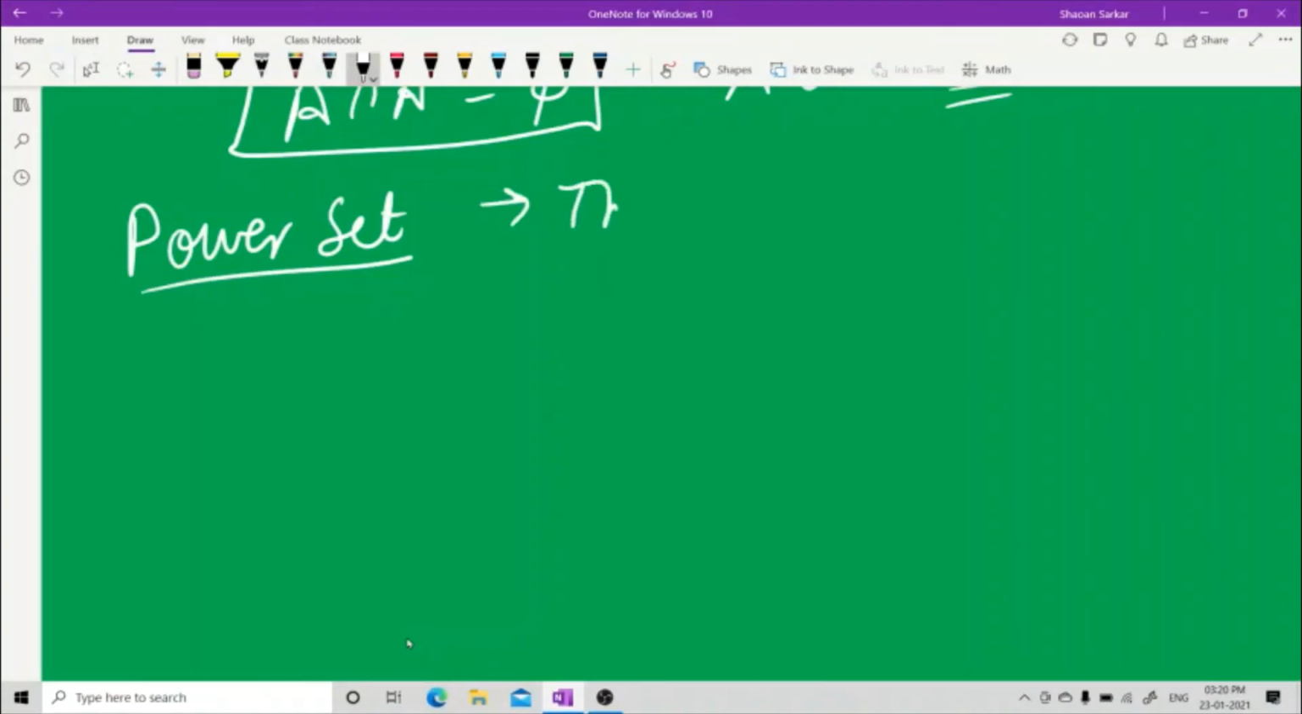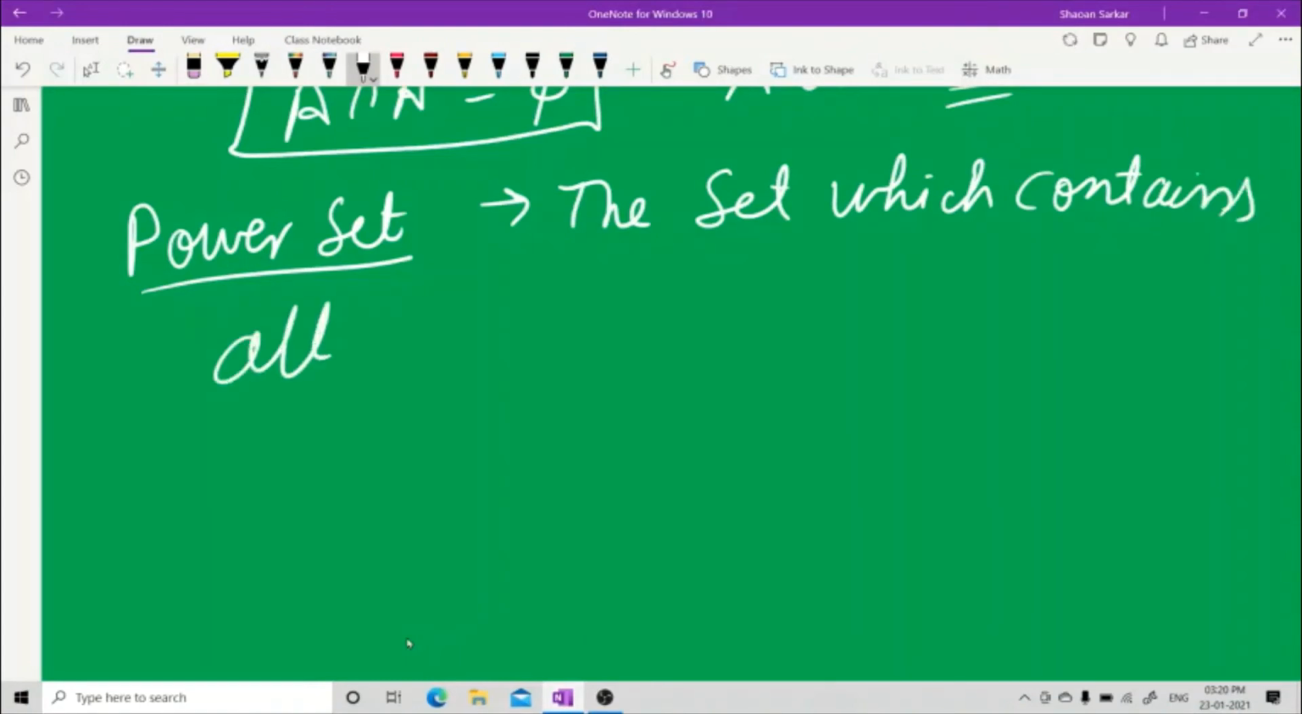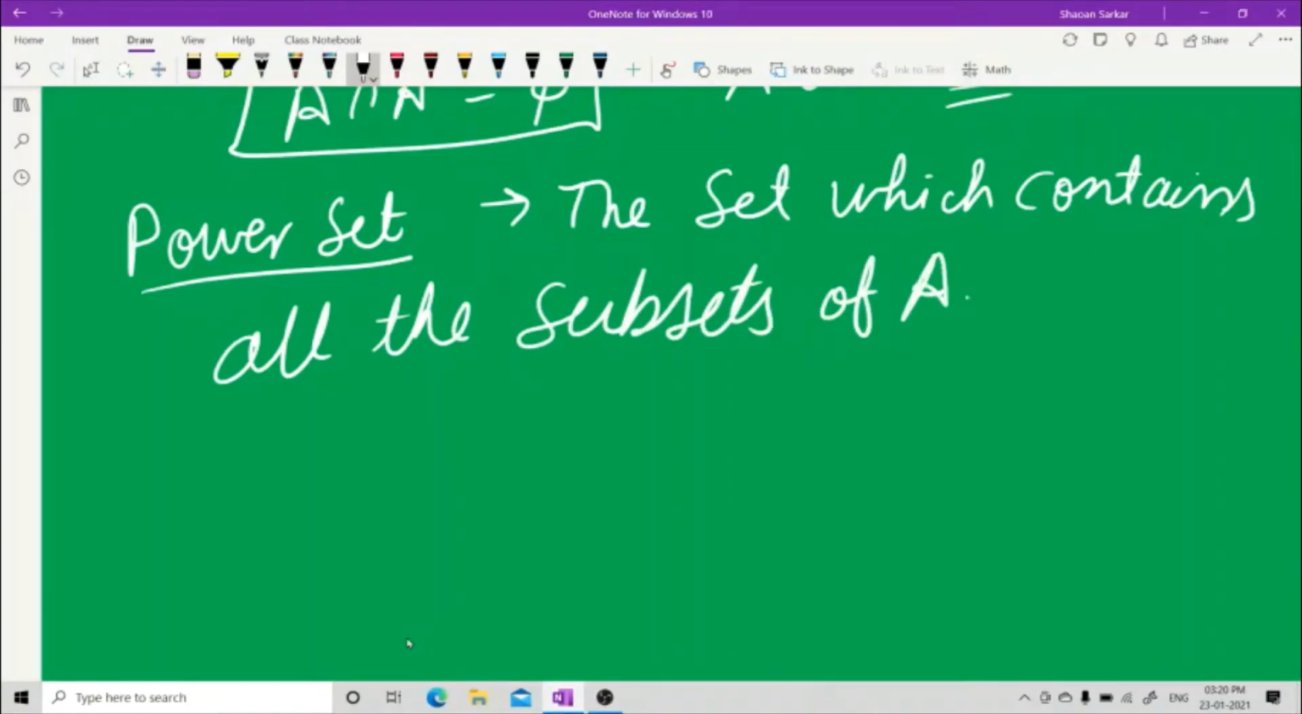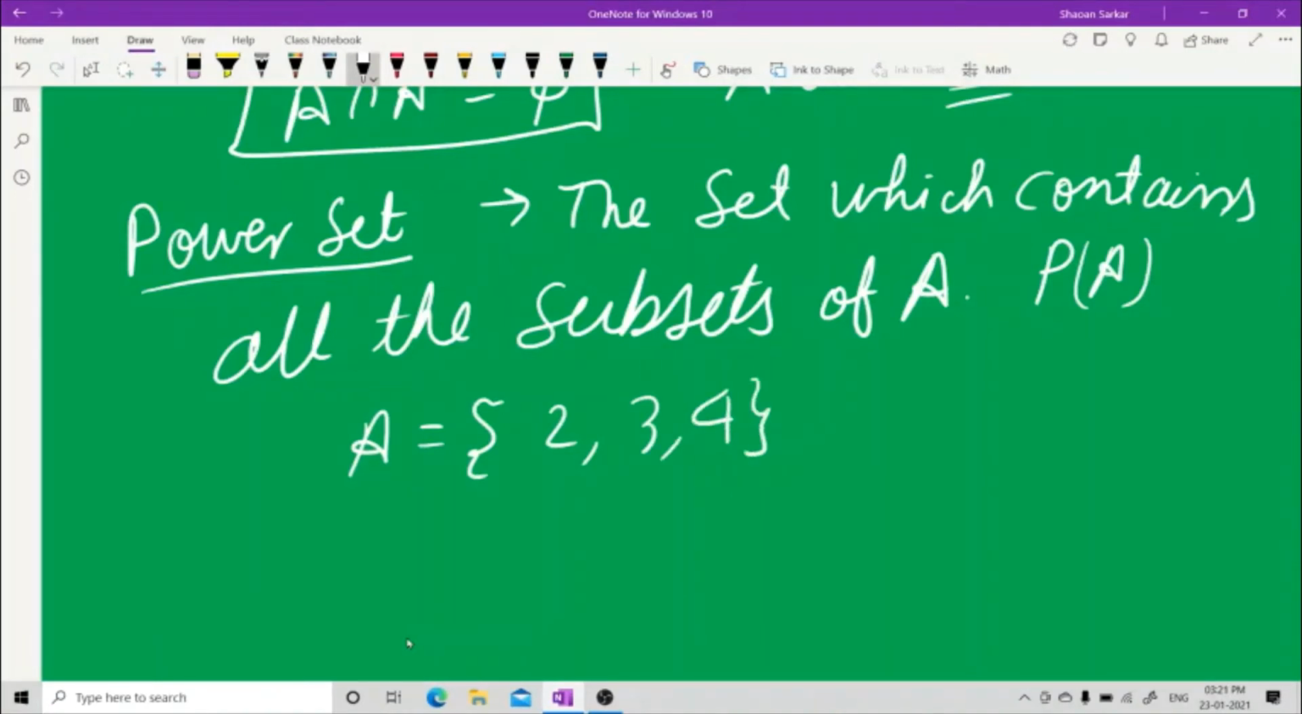The total number of subsets. The power set is the set which contains all the subsets of A, and this is denoted by P of A. Now suppose I'll give you an example. I have 2, 3, 4. Subsets लिखो.